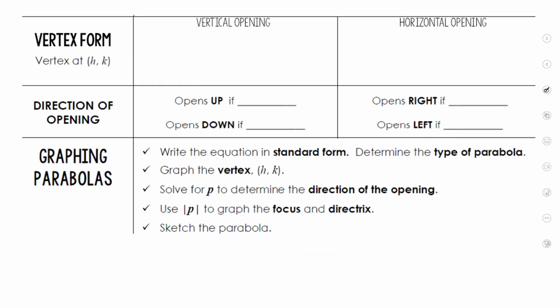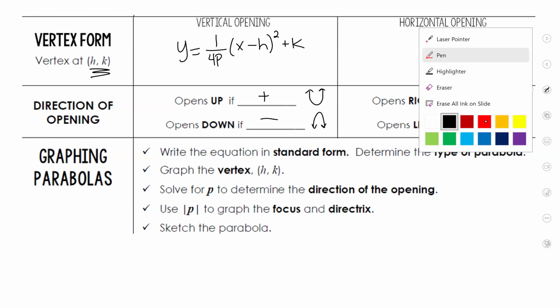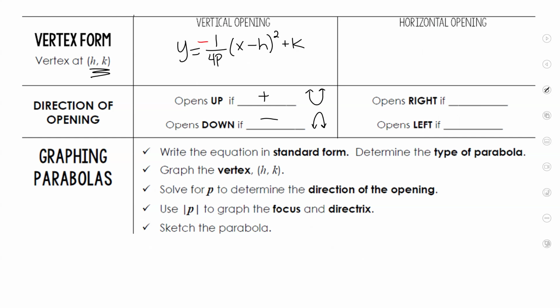Okay, so this is the equation. H and K is your vertex. It is facing up if this is positive, and it is facing down if it is negative. What I mean by that is if there's a negative in the front, that means it's going to be facing down.